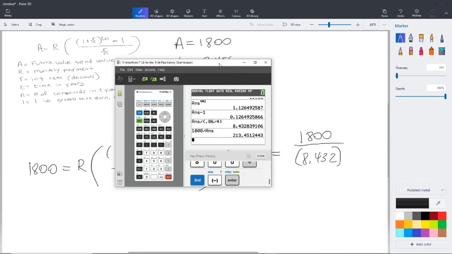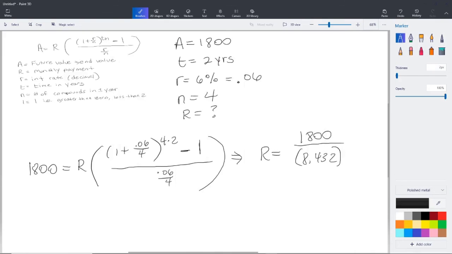$213.45. So let's translate that to our screen. R equals $213.45. So it looks like if we make regular payments of $213.45 into this annuity for 2 years, we'll have $1,800 at the end with the interest that goes in there. Pretty neat, huh?